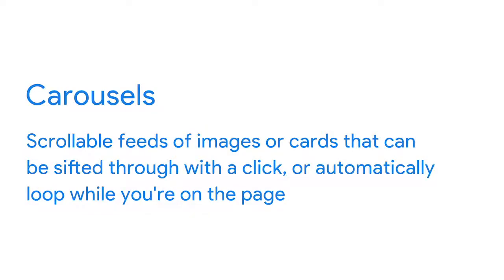Another common component used in responsive design websites is a carousel. You may also know them as slideshows. Carousels are scrollable feeds of images or cards that can be sifted through with a click or automatically loop while you're on the page. Carousels are often used on websites with lots of images, like a photography gallery, to help place more images above the fold. Carousels are also commonly used on mobile sites to help condense a layout to fit a smaller screen size.